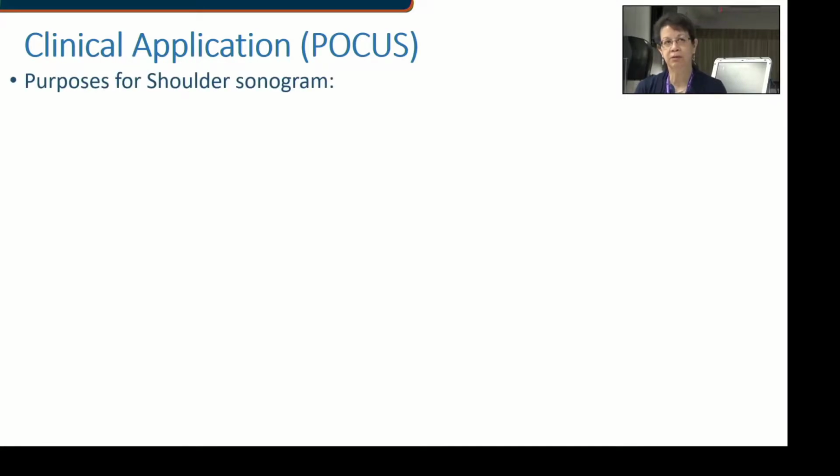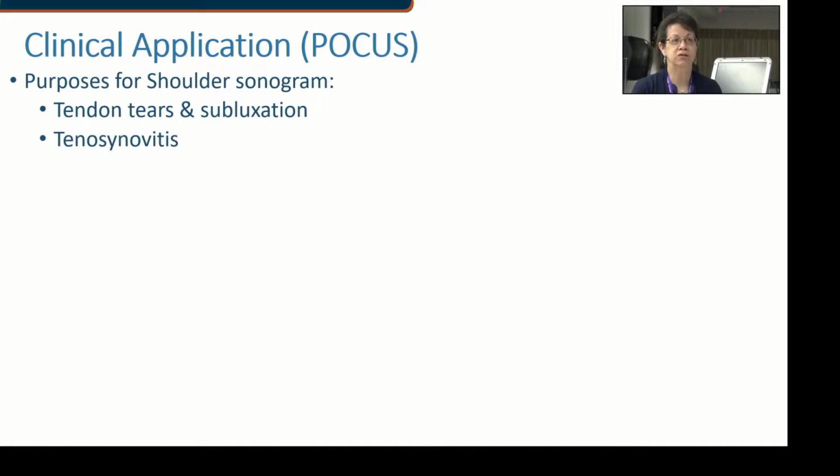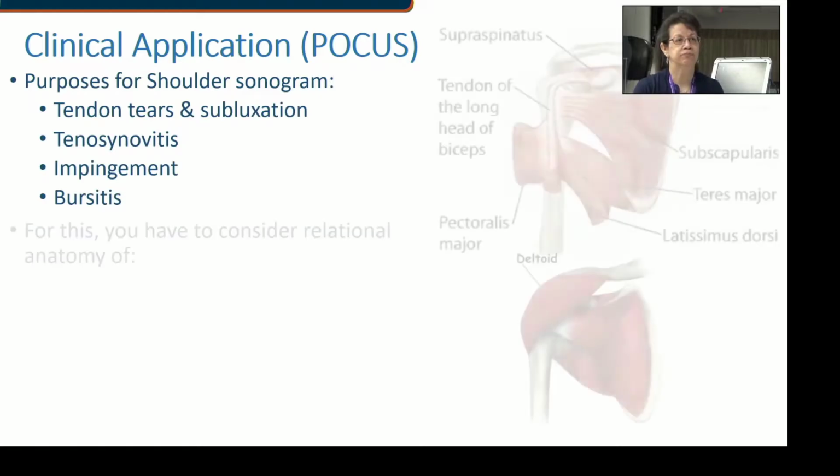So applications for focused or point of care ultrasound for the shoulder, you might be looking for tendon tears and subluxation, particularly subluxation of the biceps tendon, tenosynovitis, impingement, and bursitis, as you remember that you have the SASD bursa overlying the shoulder.